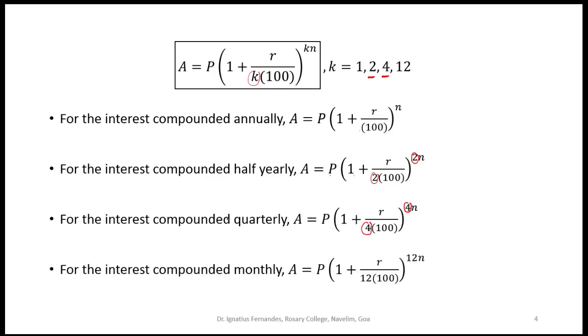The same way, if the interest is calculated on a monthly basis, then we put K equal to 12. So in that case K is equal to 12 here, and K is equal to 12 here. In general, this is how we write down the general form or the formula for the total amount in compound interest.